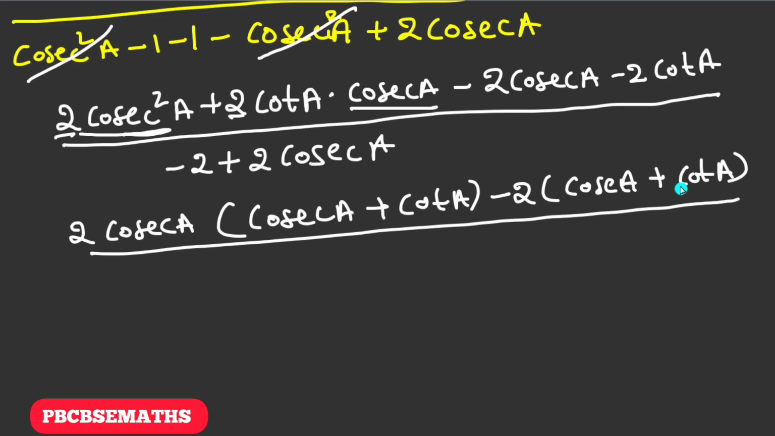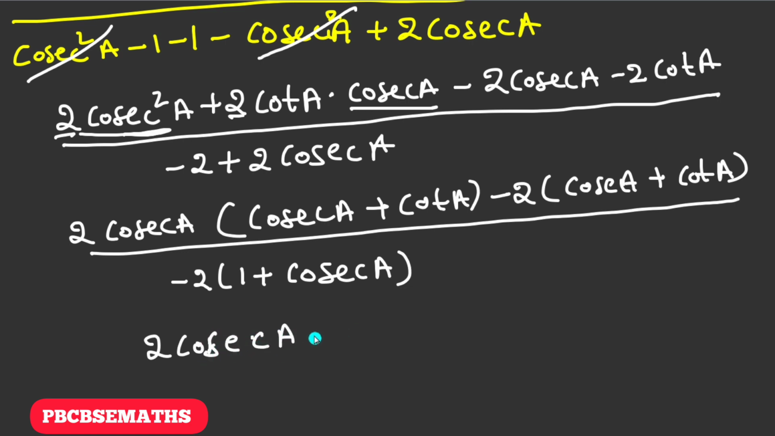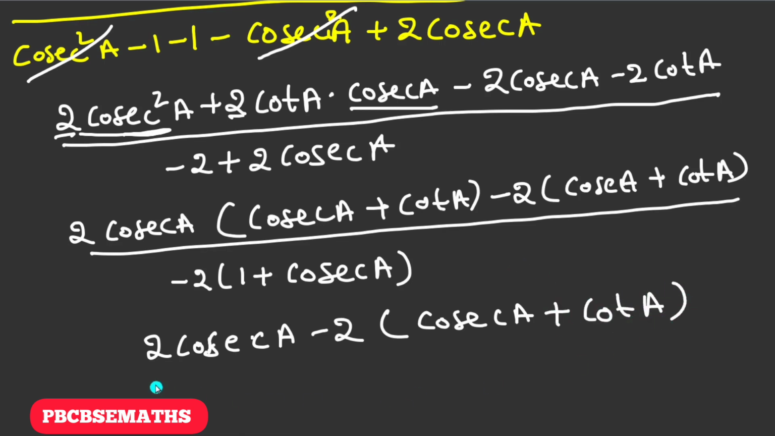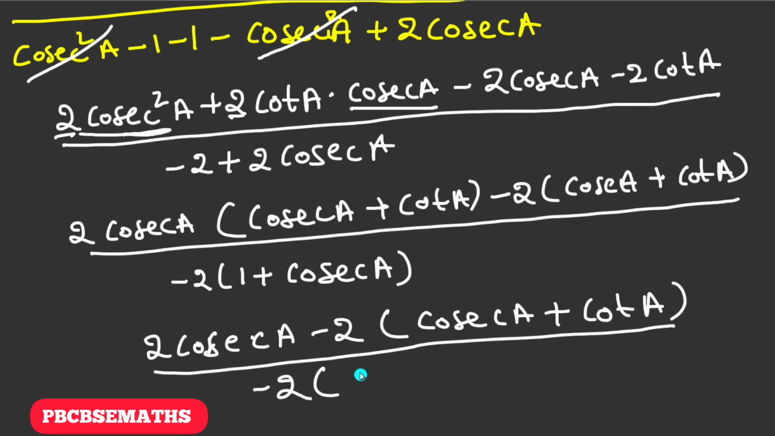Minus 2 into plus gives us minus 2, then this cot A, whole divided by, here in these two terms let's take minus 2 common, then we are left with 1 plus cosec A. Then by rearranging these two terms we can write 2 cosec A minus 2 into bracket cosec A plus cot A, whole divided by, we have minus 2 into bracket 1 plus cosec A.